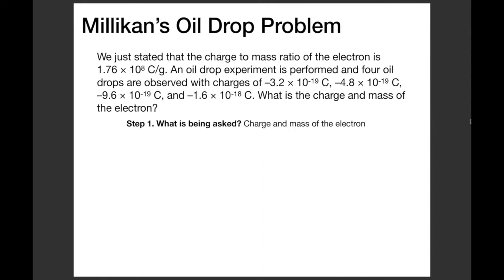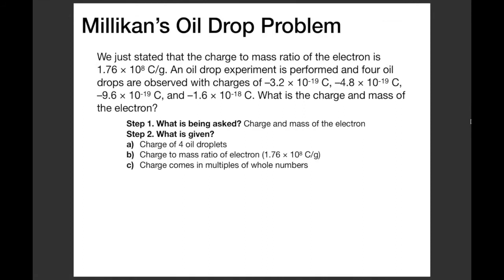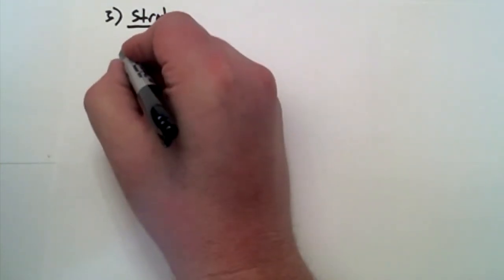What we're being asked is to solve for the charge and the mass of the electron. What we're given is the charge of 4 oil droplets, the charge to mass ratio of the electron, and the fact that charge is assumed to come in whole number integer units. There are multiple strategies that could be implemented to solve this problem. I'm just going to show you the one that works best for me.